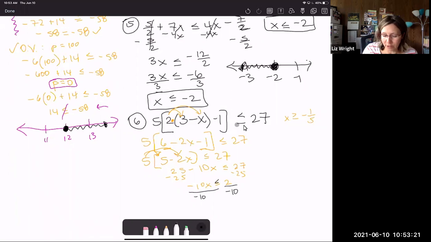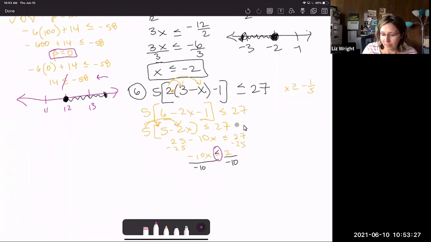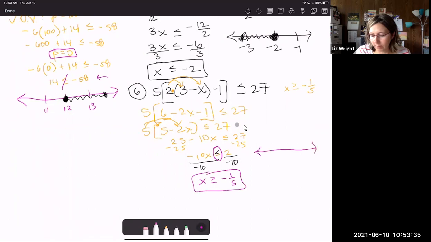And then your math siren should be going off in your head because you're dividing both sides by a negative. So flip that inequality. Then we're going to get x is greater than or equal to negative 1/5. Then when we're graphing, what 2 integer values is it in between? It's going to be in between negative 1 and 0.